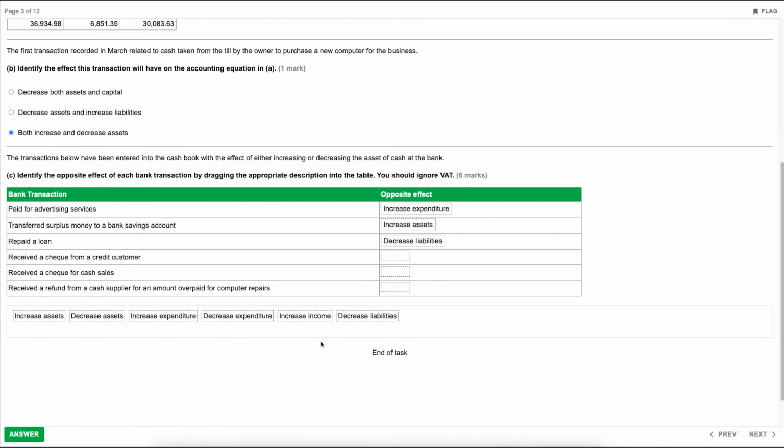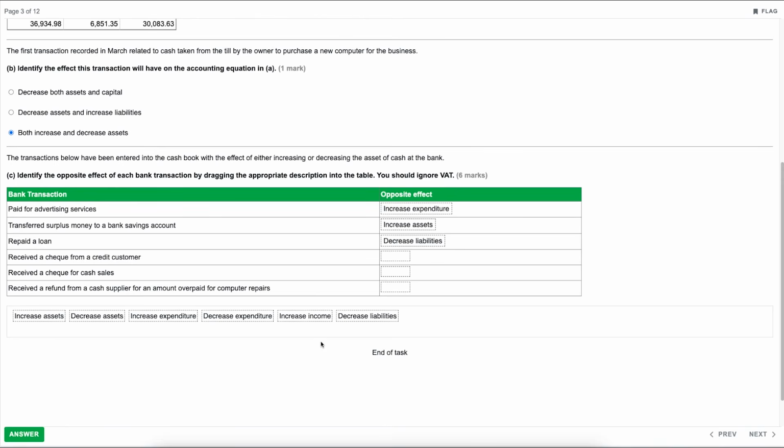The fourth one says received a check from a credit customer. Now that would be a debit within our cash book, within our bank account. The opposing entry, we need to think about what account that would be sat in. Now, if we were owed money from a credit customer, that would be sat within our receivables, which is an asset.